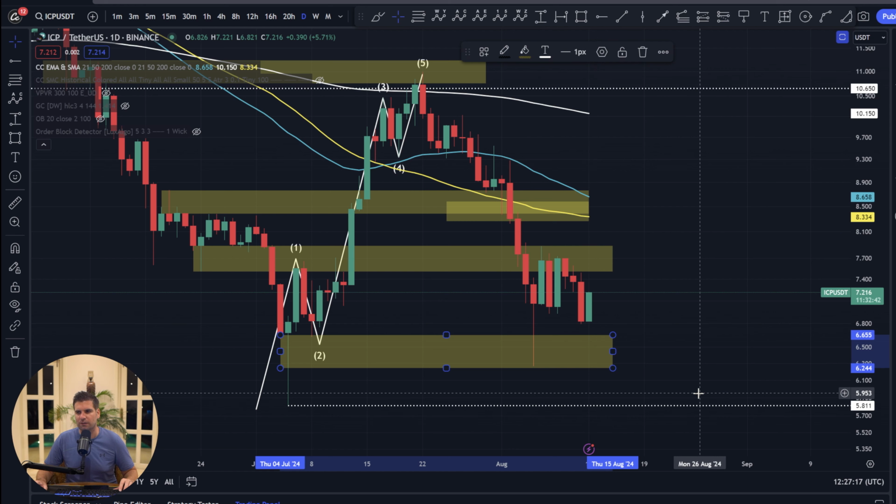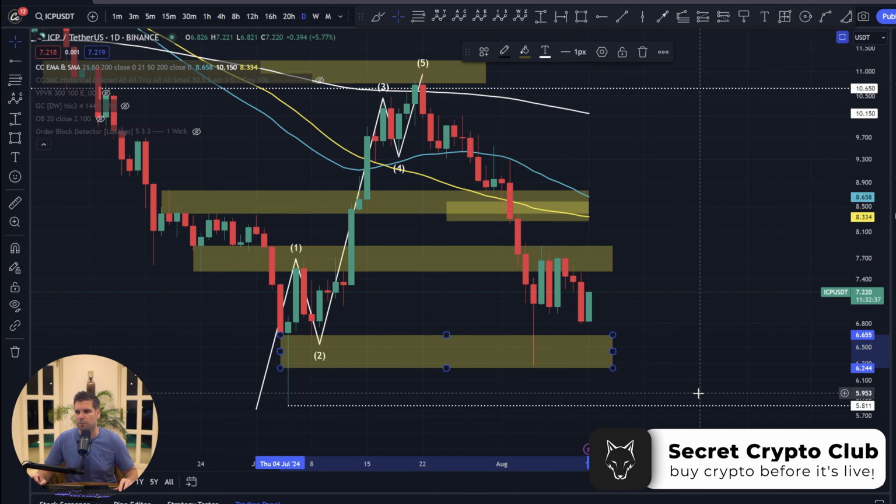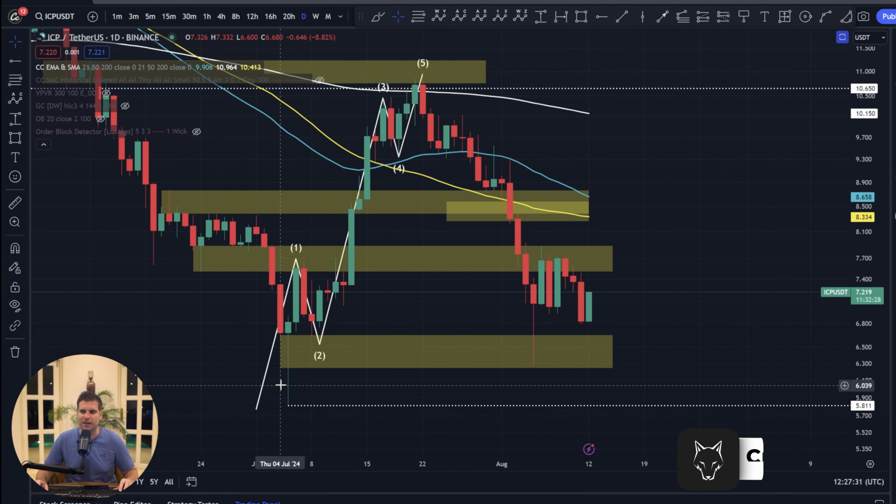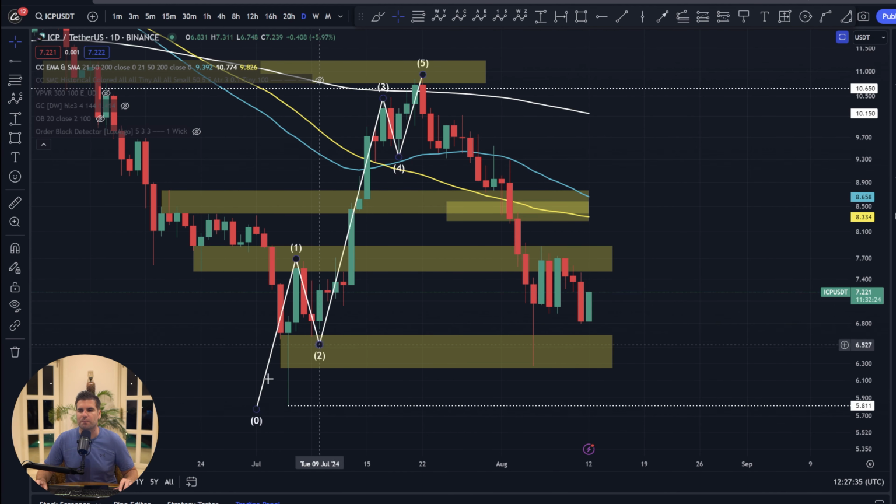Now, we were looking for this particular range to hold as support, and that's exactly what's happened so far. This is the 6.244 to 6.655 range. Now, this is a really good area for support at the moment. This is also indicated with these large wicks down here, showing us that we have got support in this range from buyers for ICP, myself included.